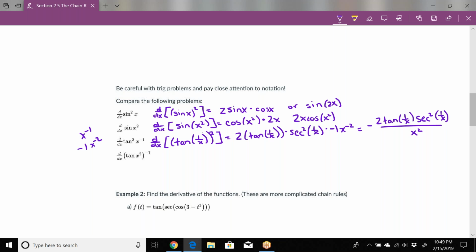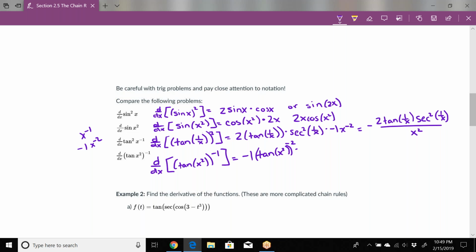And then the very last one here, just to play with these powers a little bit more, this is tan with an x squared, that's the argument part, to the negative 1. So we've got tan, we've got an x squared inside, and the whole thing's being raised to the negative 1. So we pulled out the negative 1 power, and then this is tan x squared, that would now be to the negative 2, that whole piece, times the derivative of the inside function.